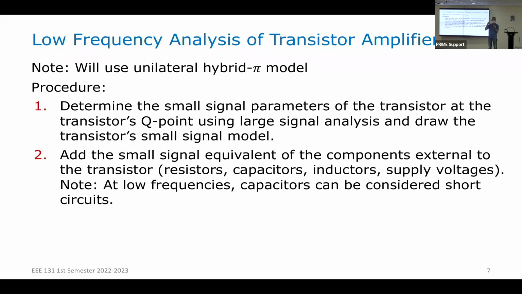At low frequencies, X of C is equal to 1 over omega C. If omega is equal to or close to 0, X of C becomes... that's not the point. At low frequencies, capacitors can be considered short circuits when F is... this is wrong. This is not at low frequencies, it's at the frequency of the input signal. At the frequency of the input signal. I better correct this.